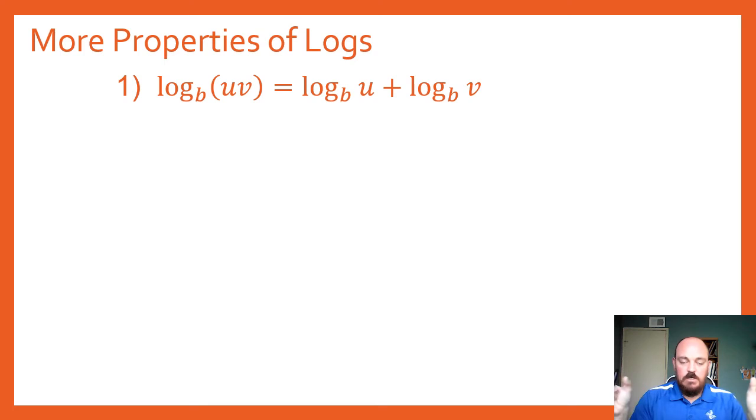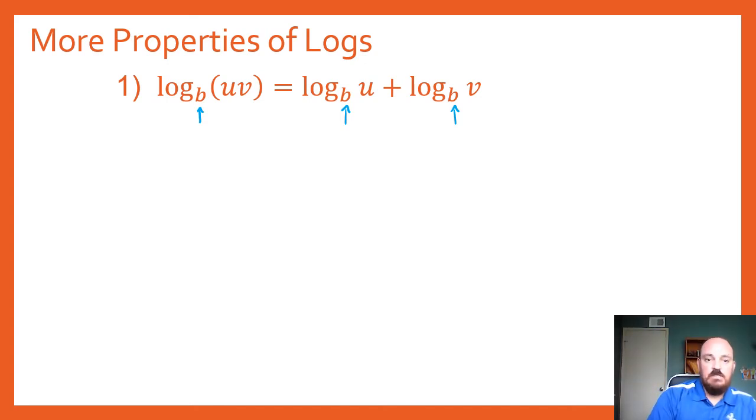Basically, you can split it apart. You get two separate logs with the same base. So remember, because I had a base b here, you're always going to keep the same base everywhere when you do this. But basically, you split the product apart, and you turn it into an addition problem. You're adding the two logs together.